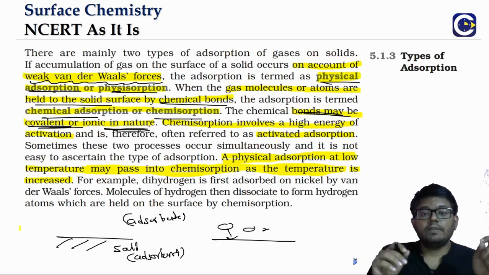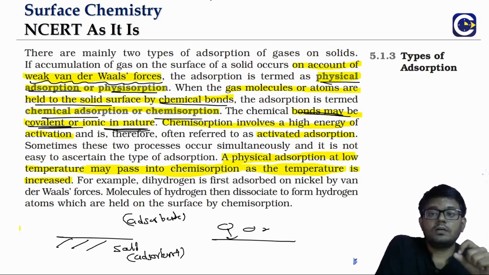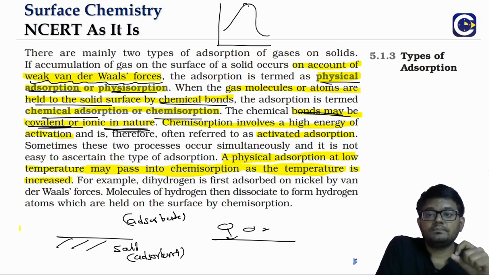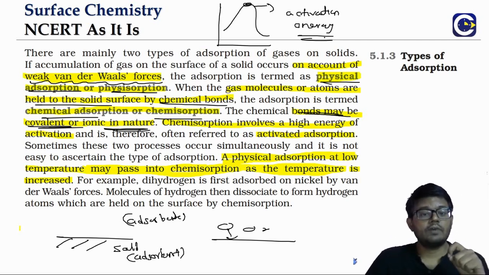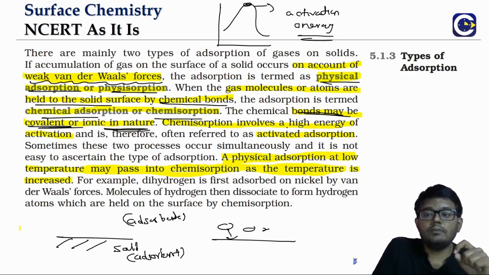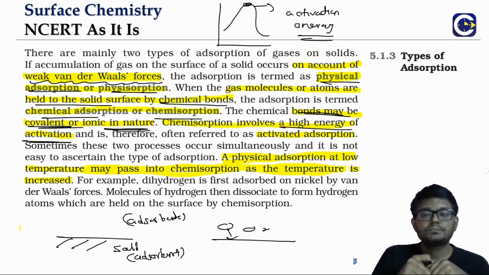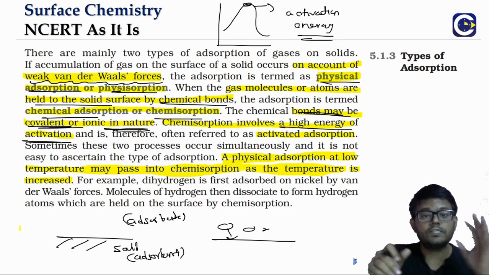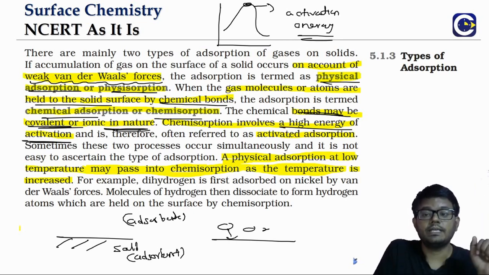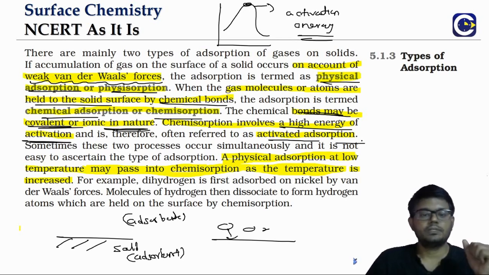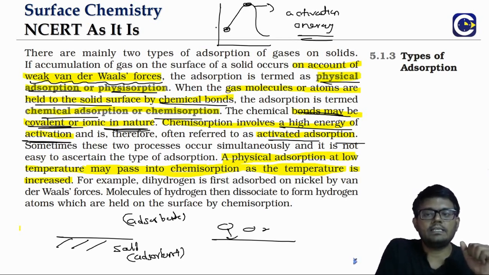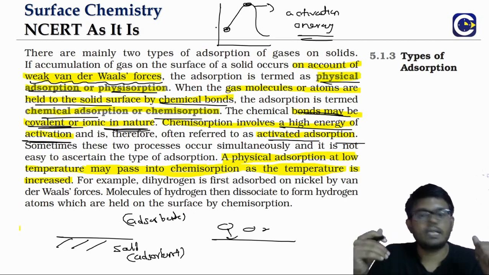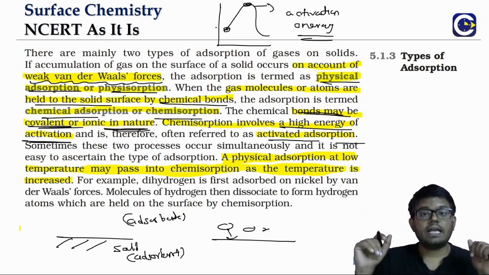And when we talk about the chemical reaction, remember the energy diagram. Every chemical reaction needs to have an activation energy requirement. So the chemisorption will involve high energy of activation. For physisorption, that will not be the case. That's why chemisorption is also called activated adsorption. It means the normal energy level of the particles will not be sufficient to initiate the chemical adsorption. They have to be activated, they have to be given some energy so that they will reach the activation energy level.